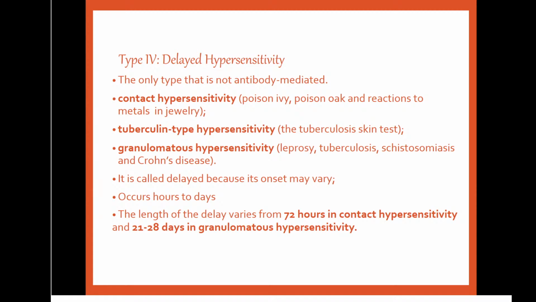Examples: contact hypersensitivity, tuberculin type hypersensitivity, and granulomatous hypersensitivity like leprosy, tuberculosis, Crohn's disease. Contact hypersensitivity: poison ivy, poison oak. It is called delayed because its onset may vary, occurring hours later. The length of the delay varies from 72 hours in contact hypersensitivity to 21 to 28 days in granulomatous hypersensitivity.